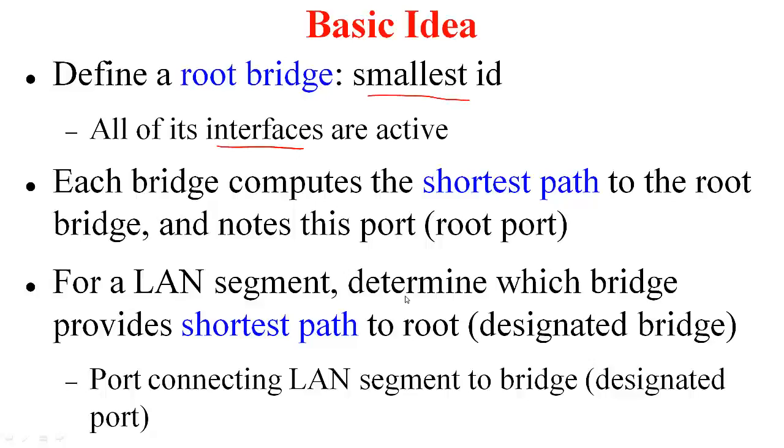Now for every other bridge other than the root bridge, we compute what is the shortest path to the root bridge, and we note this port that is leading to the shortest path to the root bridge, and this port is called the root port. For a LAN segment also, we determine which bridge provides the shortest path to the root, and this bridge is called the designated bridge for that particular LAN segment. And the port connecting the LAN segment to this bridge is called the designated port.